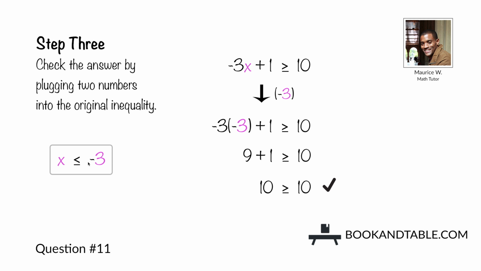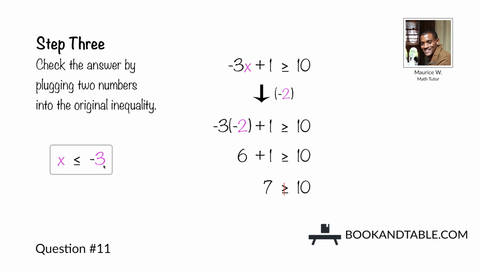So the first number we'll plug in is -3. So when we plug -3 in for x, we get -3 times -3, which is +9. 9 plus 1 is 10. So that gives us a true statement. 10 is greater than or equal to 10. So x can equal -3.